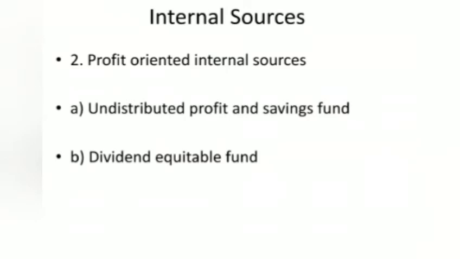First one is undistributed profit and savings fund. The portion of profit which is invested in the business instead of distributing among the shareholders is called undistributed profit. If this undistributed profit is kept in separate fund for the purpose of business expansion in future, it is called savings fund.